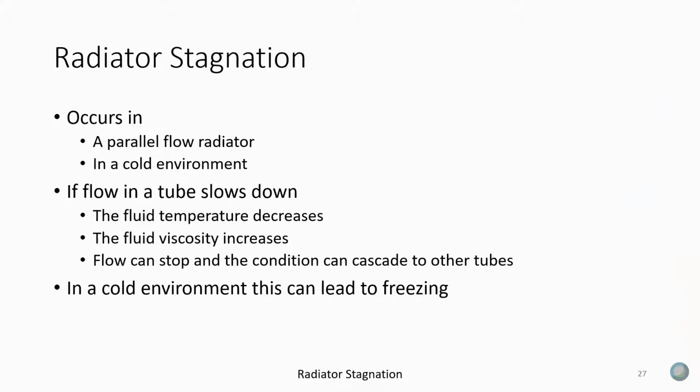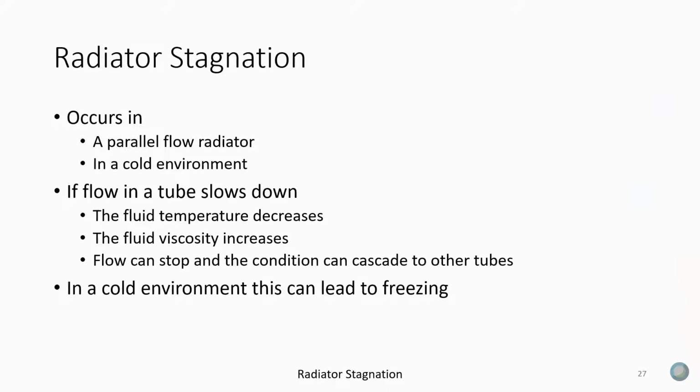Okay, so we talked a little bit about radiator stagnation, and let's talk a bit about what it is and why it's bad. So think about a radiator where we've got parallel flow, where the radiator is set up like a ladder, where we've got an inlet manifold and an exit manifold, and it's an environment that's cold. Environment that's cold enough to either raise the viscosity greatly or to freeze the fluid. So if you happen to have flow in a tube slows down.